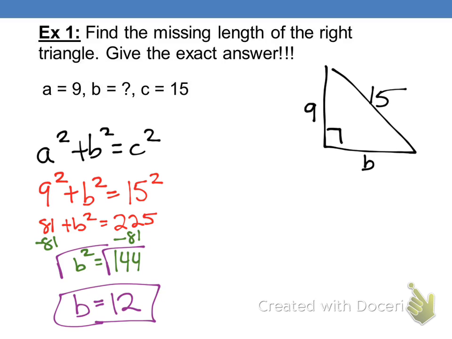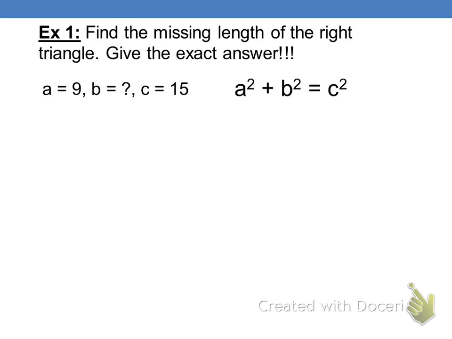What are your questions? Anyone need more time? Will there ever be ones where the B, like the A is missing? Yeah, we'll have problems where the A is missing. We'll have problems where the C is missing. Any of them could be missing. All right, go ahead and write this one down.